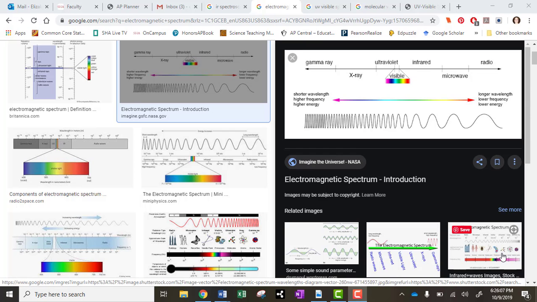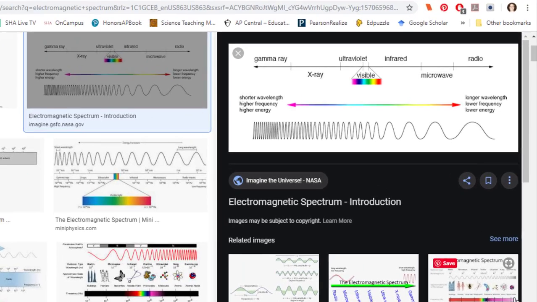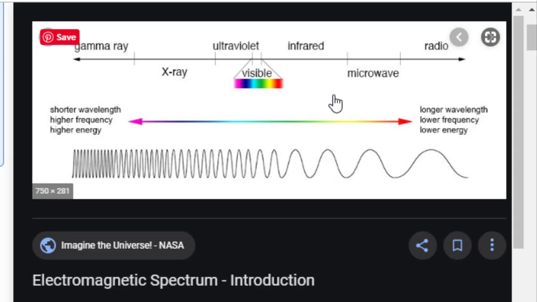This video is about spectroscopy. Remember the electromagnetic spectrum? The energy of light is dependent upon its wavelength and its frequency. E equals h nu, c equals lambda nu. All those lovely equations. This is a picture of the electromagnetic spectrum.